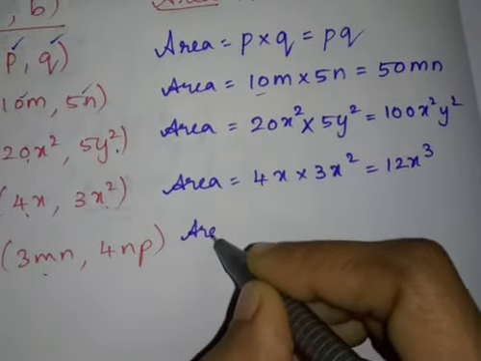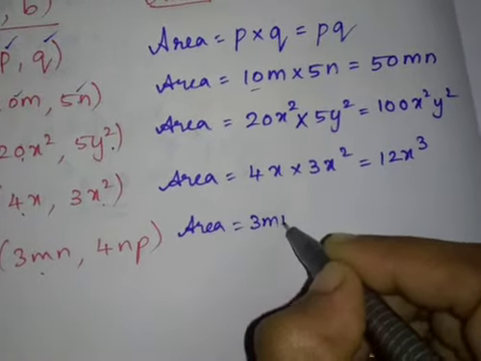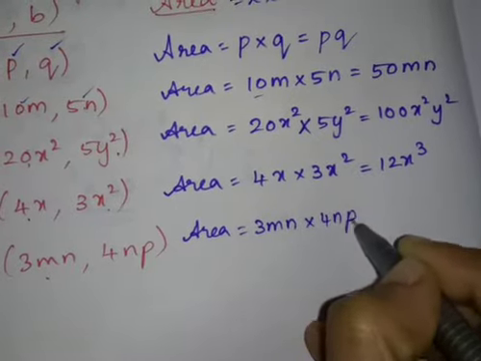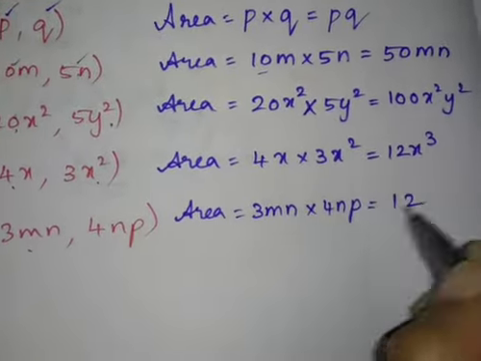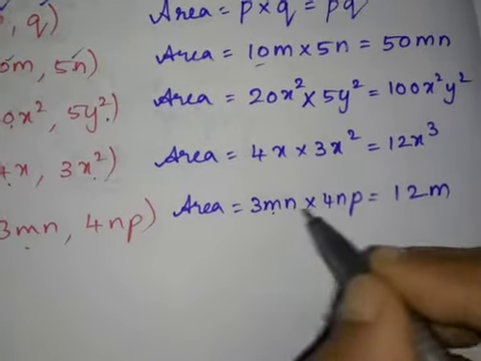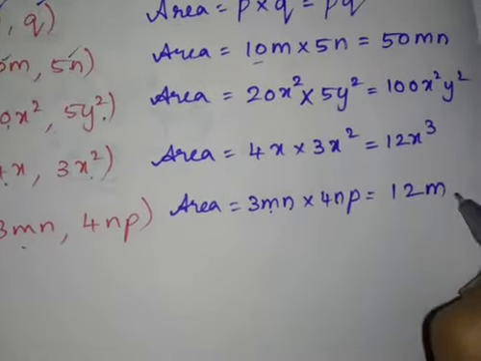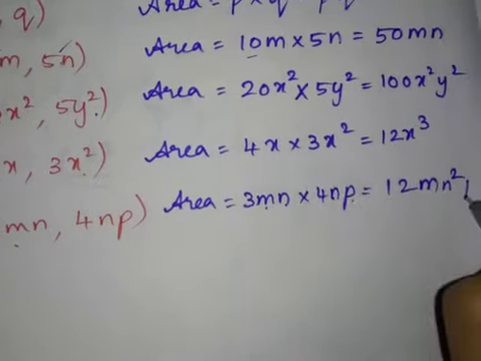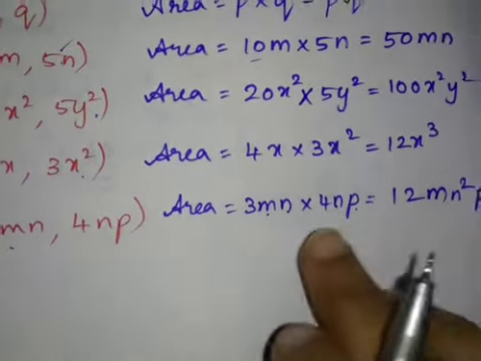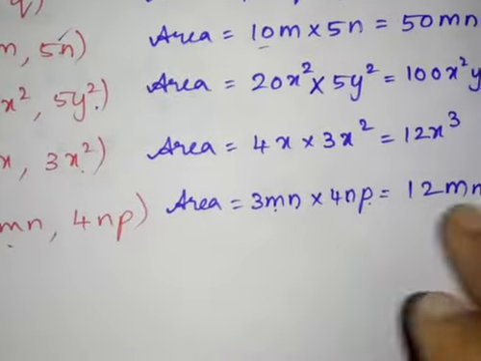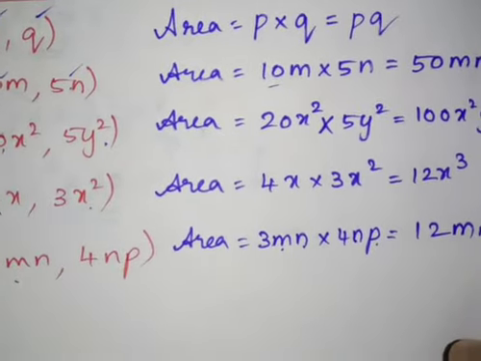Next, here area is 3mn into 4np. 4 threes are 12. m, only one term is there, so I wrote it. n into n, n square. p, only one term, so I wrote p. So the answer is 12mn square p.